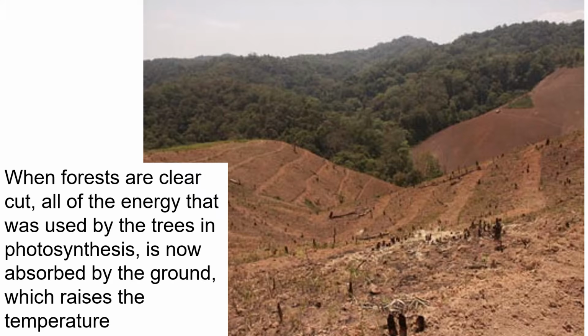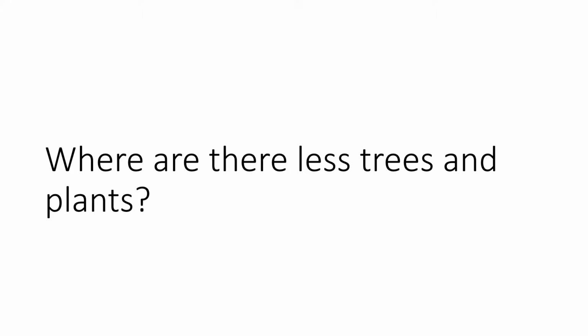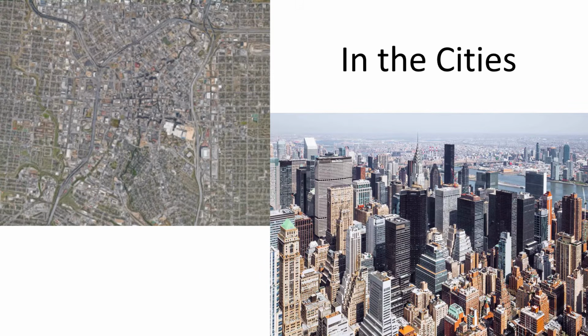Now, here's what we do. We cut down all of the trees, and all of the sunlight that used to hit these trees is now just being soaked up by that ground, which means now so much more of the sun's energy is being used to raise temperature. So places that remove plants and trees tend to be hotter. Well, where are there less plants and trees? That's certainly in the cities. Take a situation like this, a big urban center like New York City, there's no green there. And basically all of the sun that hits these buildings and roads and parking lots just makes them hotter.